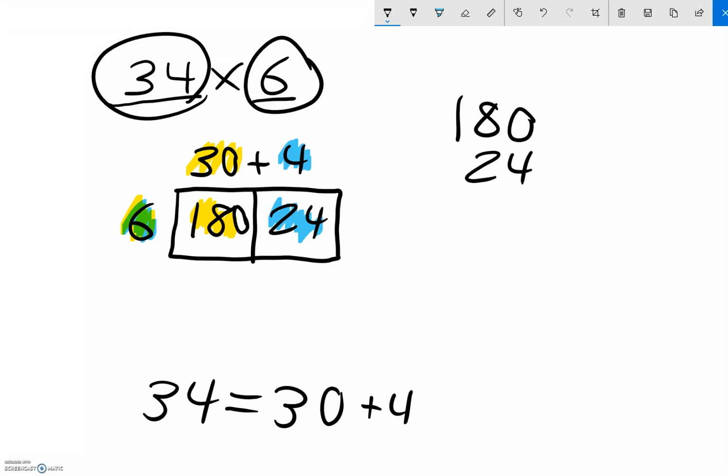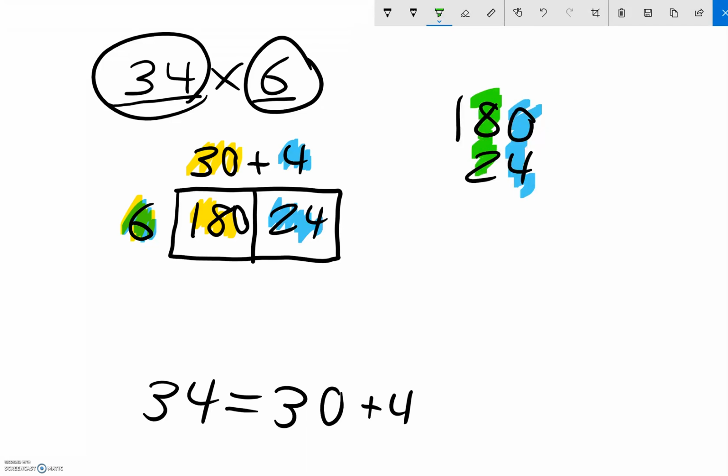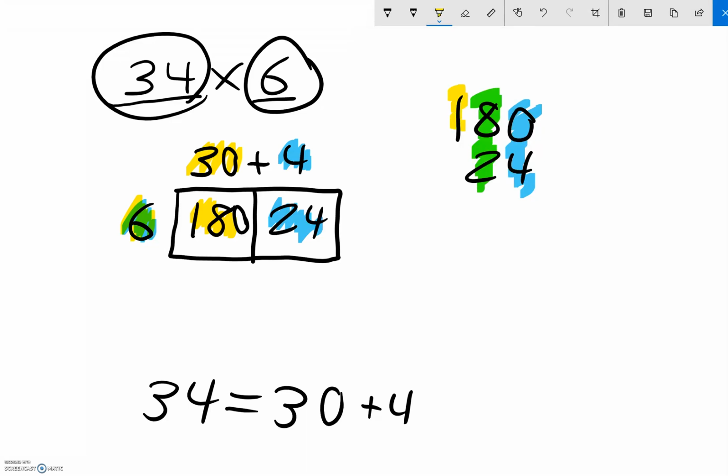I want to line up the ones place. This right here is a ones place. This is a tens place. And this is the hundreds place. Okay, so I want to make sure these are lined up correctly.